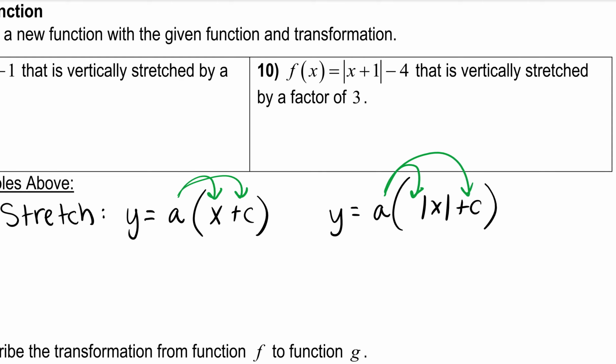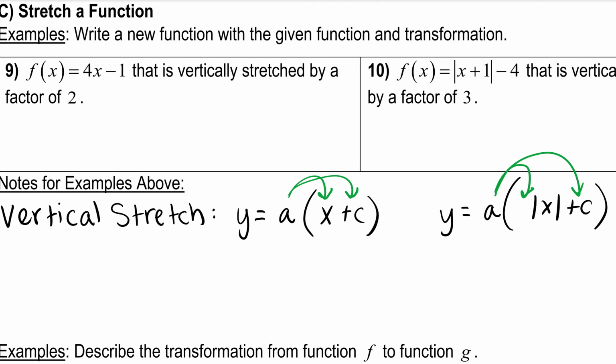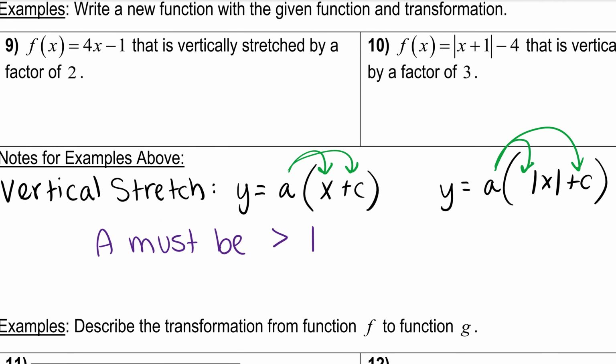Now the only catch to this is my a must be greater than 1, and I mean, it's the absolute value, but anyways, so the number a must be greater than 1, and you ignore the negative when you look at that. So like -3, I ignore the negative, and I just look at 3. 3 is bigger than 1, it would be a stretch.